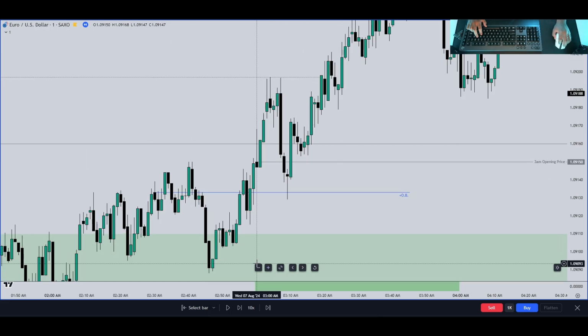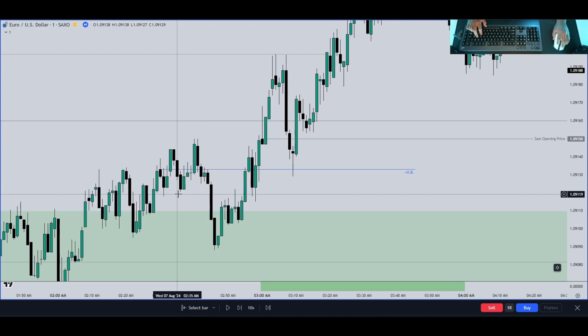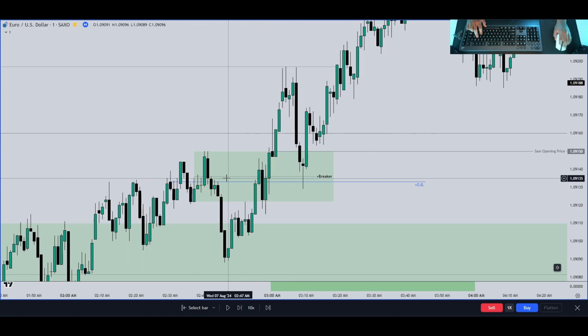And how you could have framed the setup during that 3 to 4 a.m. ICT Silver Bullet model. Right away, I'm already seeing a multi-PD array entry as you have a bullish breaker because you have a low, high, lower low, higher high. And these up close candles right here are going to be your bullish breaker. So here's your bullish breaker here. We see price tap into this. And remember, we also have that 15-minute bullish order block.